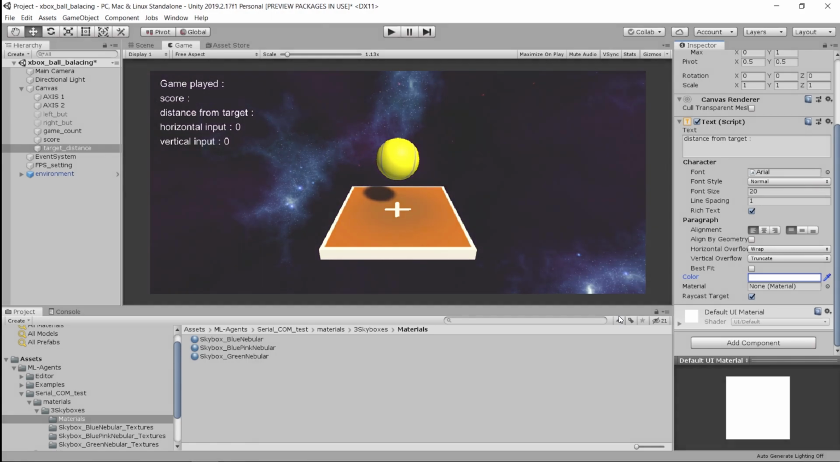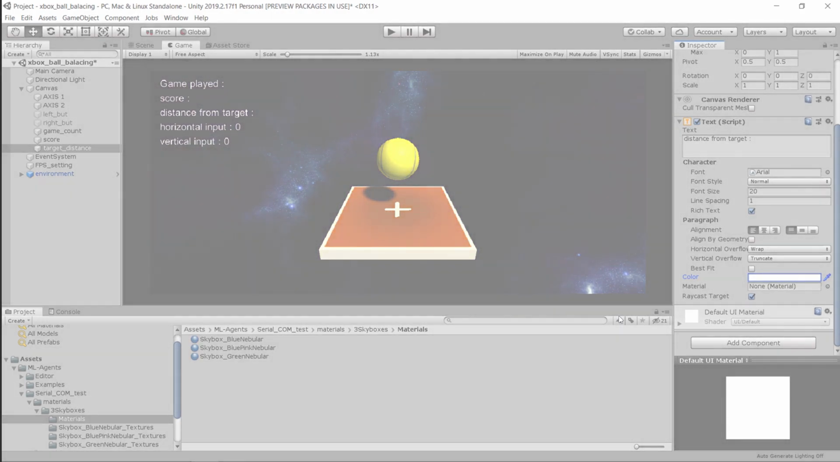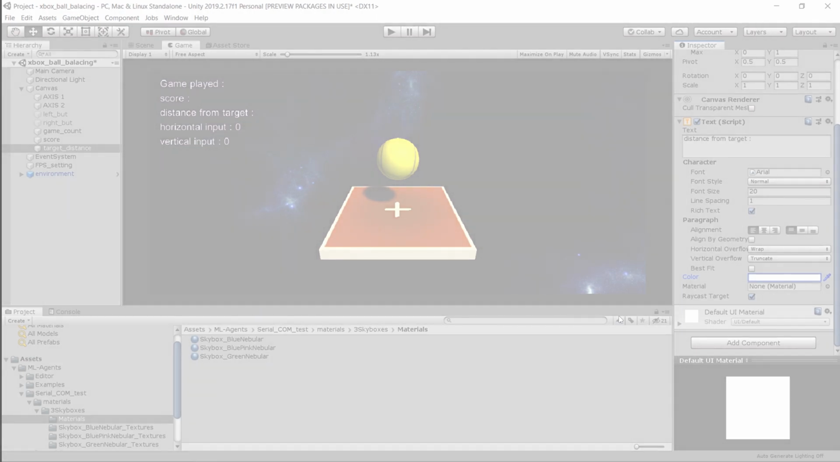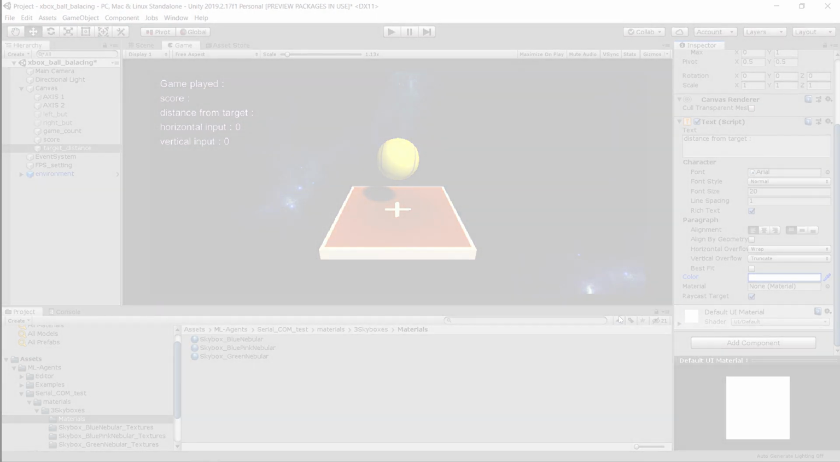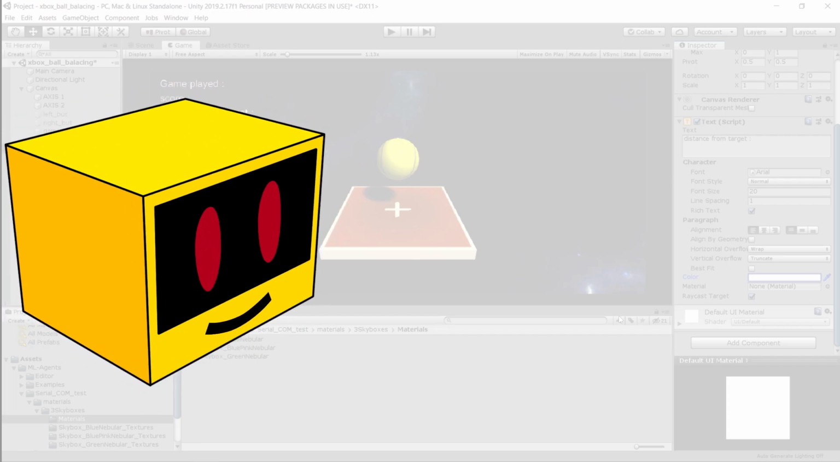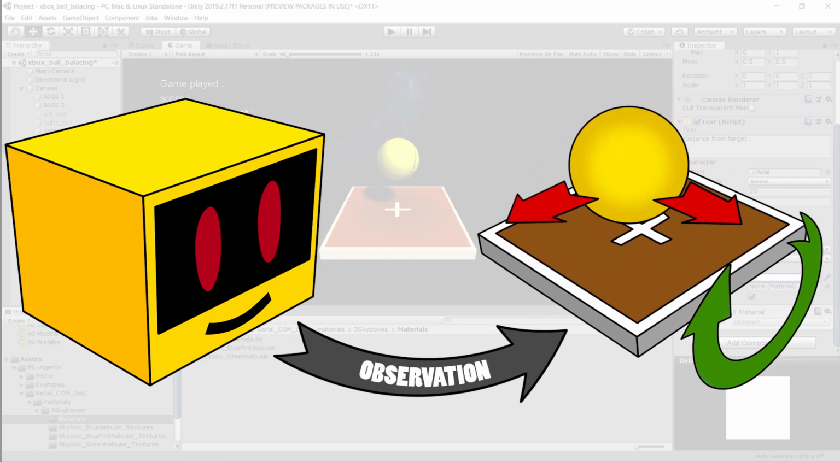I won't go into too much detail on reinforcement learning because this is a very complex subject, but here is a very simplified explanation of what's going to happen here. We will take our robot, also called an agent. This agent is going to observe the game. Here it will look at the position and speed of the ball, how close it is to its target, and the angle of the platform.